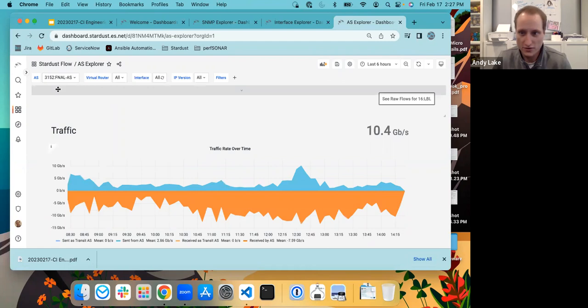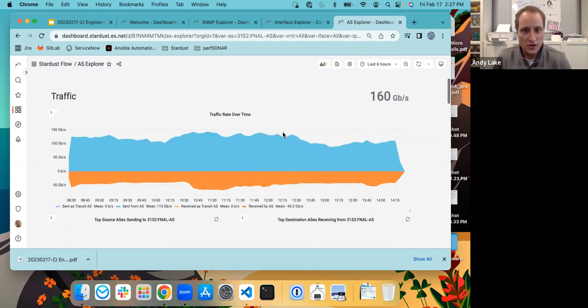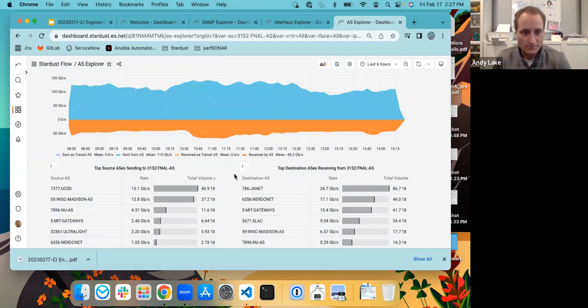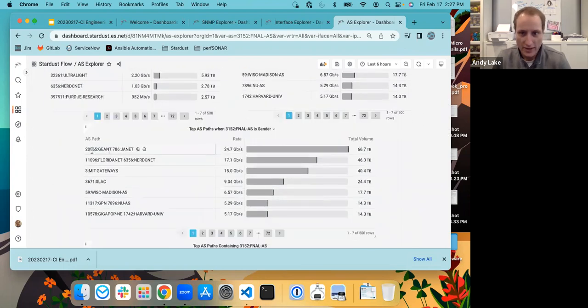If I switch to Fermi, since they're always interesting and have lots of traffic going, you can see I get the data for the last 6 hours. What's interesting is there are multiple data sets here. One of the things we do is correlate flow data with BGP data. What that gives us is the AS path of the flows according to BGP. So if we scroll down here, we can see source and destination ASs, but we can also see some of the top AS paths as well.